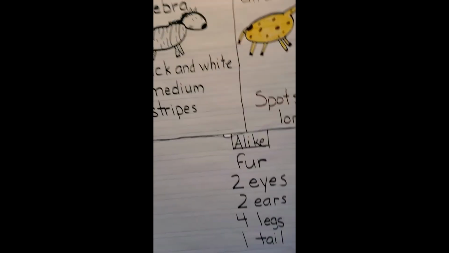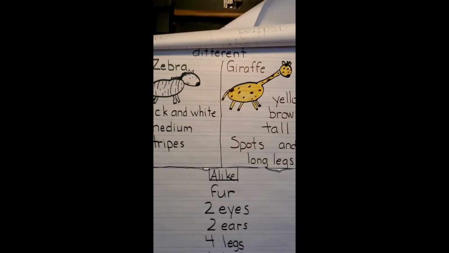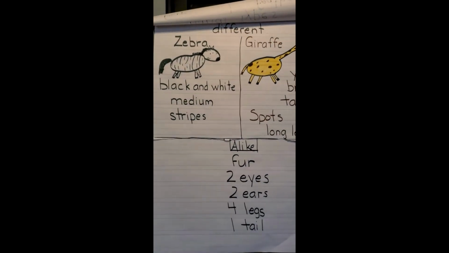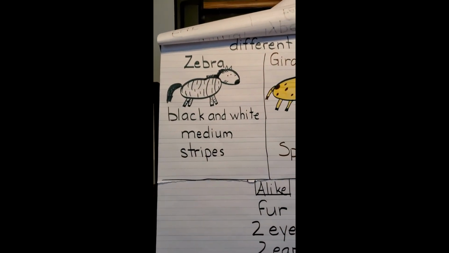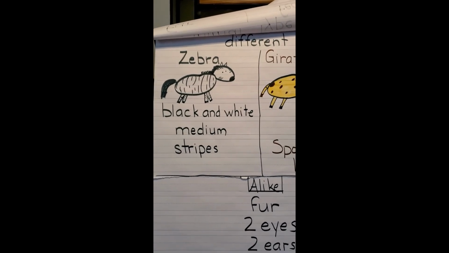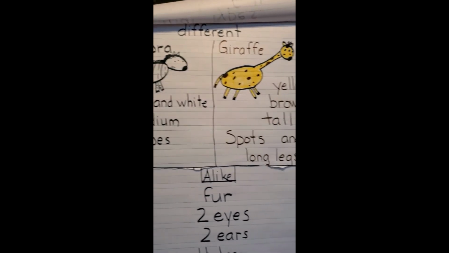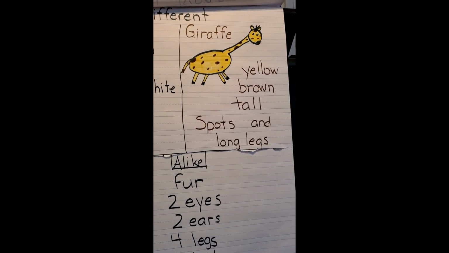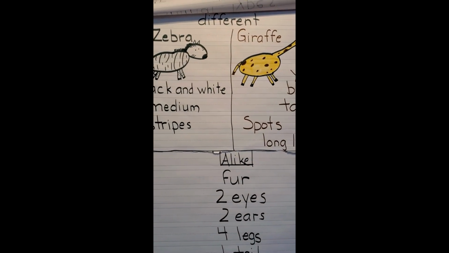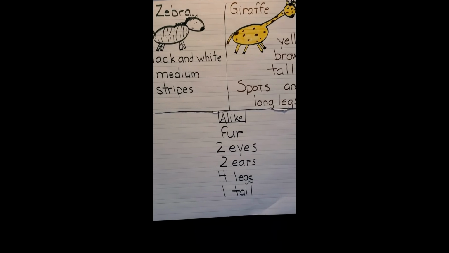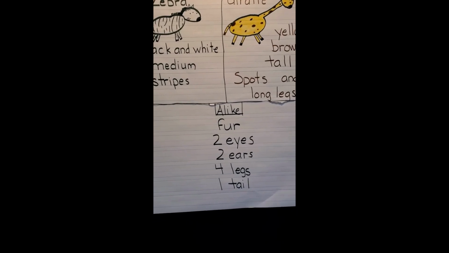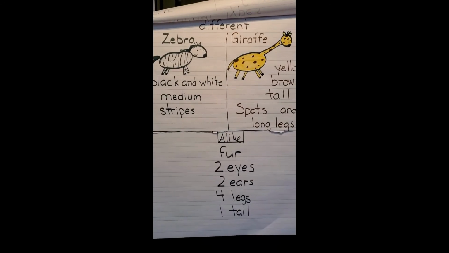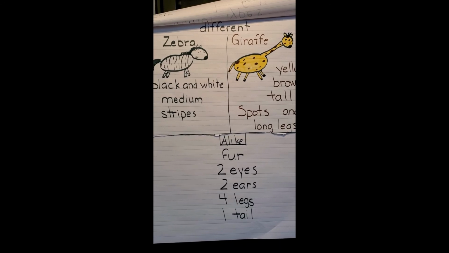So let's turn around. Look, I chose a giraffe and a zebra. All right, so zebras, they're black and white. They're kind of medium in height and they have stripes. A giraffe is yellow and brown and tall. It has spots and long legs. So those are the ways that they are different. But then they're alike because they both have fur. They both have two eyes, two ears, four legs, and one tail. So this is a chart of different and alike.